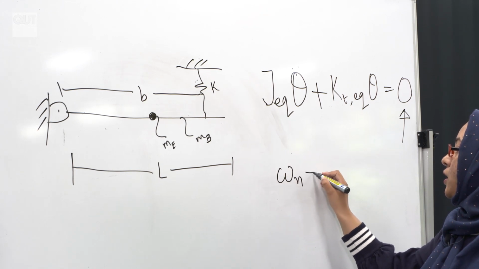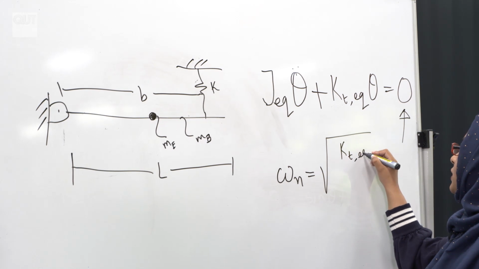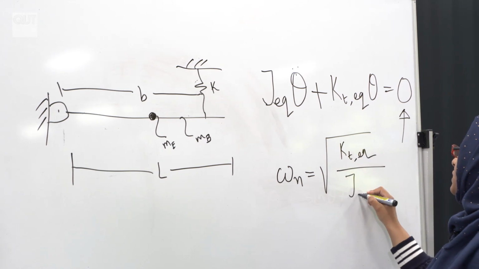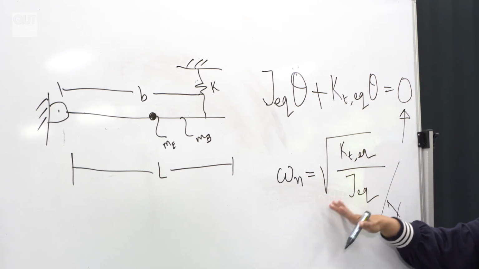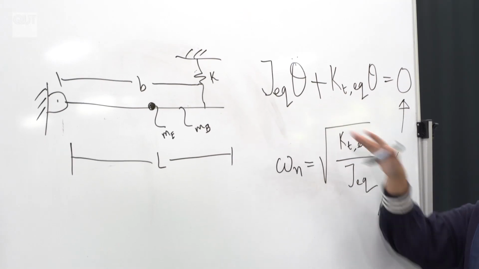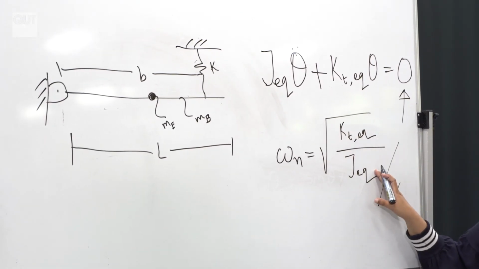This is a homogeneous equation, and the solution to find the natural frequency of this system will be omega n equals square root of K torsional equivalent divided by J torsional equivalent, and this is our first task. This is our first task, to find the natural frequency of this system. That means we need to find K equivalent and J equivalent.